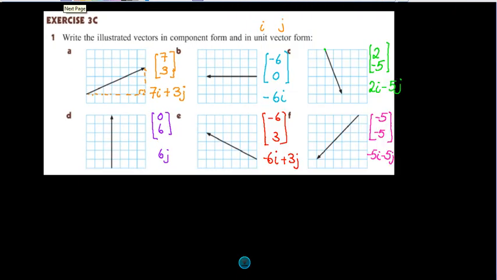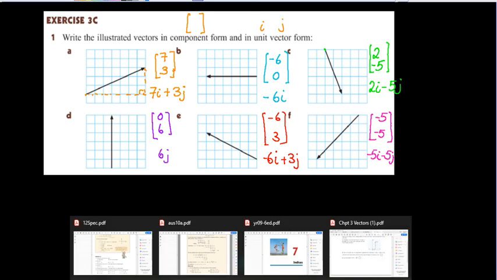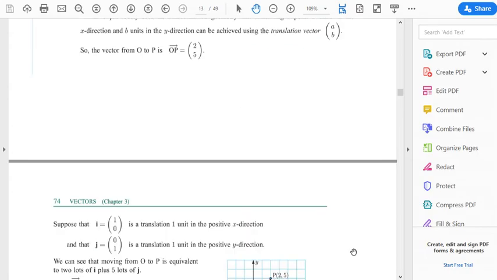We were looking at 3C. They're saying illustrate the vectors in component form and unit vector form. So component form is this form. Unit vector form is with the i's and the j's. So it's not saying find the unit vector. It's actually saying just use the unit vectors, i and j, to write it. So no surprises here. Right, 7, 3, because at the start we've gone across 1, 2, 3, 4, 5, 6, 7, and then we've gone up 3. And that just becomes 7i, 3j. So hide these other ones, and onward we go.